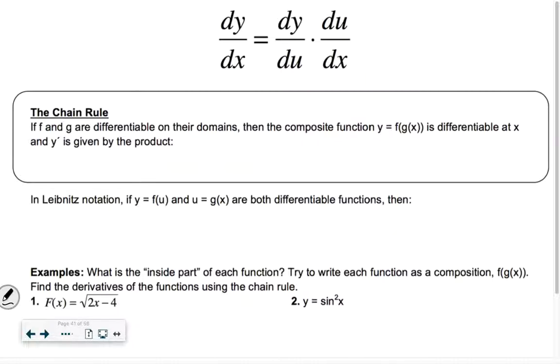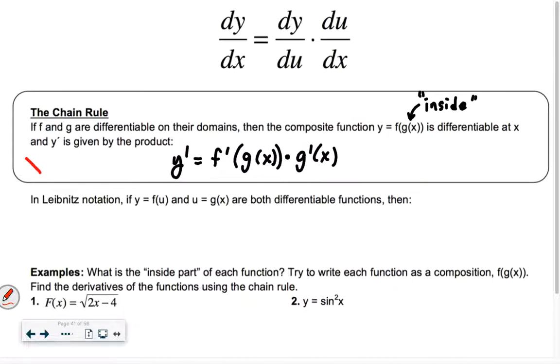So it says if f and g are differentiable in their domains, then the composite function y equals f of g of x. So g of x is the inside. It ends up being y prime equals the derivative with that inside still the same times the derivative of the inside. Okay, this is a note card one. It's always on the AP test in that form.